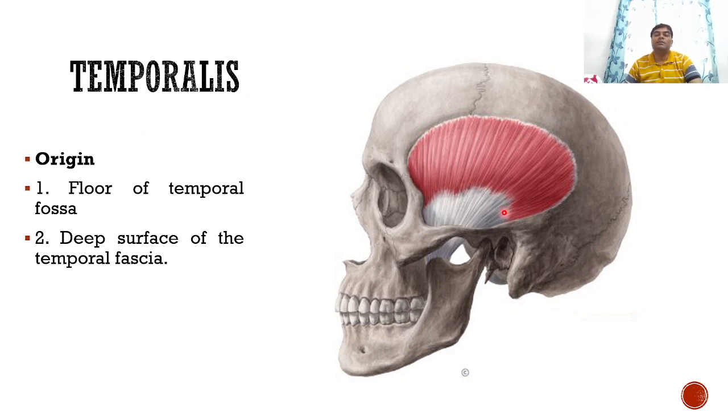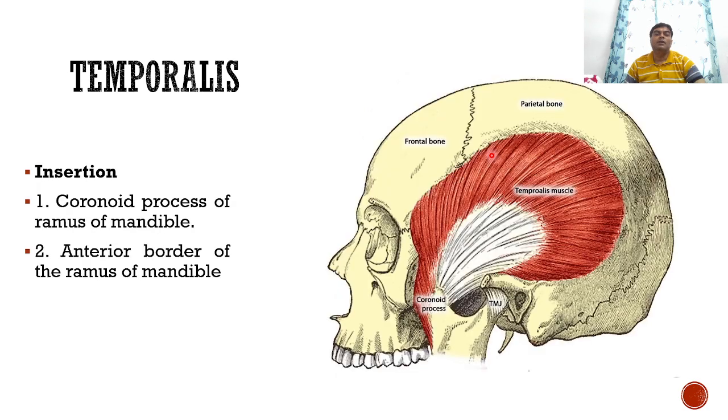Now, this temporalis muscle will arise from the temporal fossa and also from the deep surface of the temporalis fascia. So, this is the origin of temporalis muscle. When you see the insertion, the muscle is going downwards and it is inserted onto the coronoid process of the ramus of the mandible. Along with that, some portion of the muscle is also inserted onto the anterior border of the ramus of the mandible.